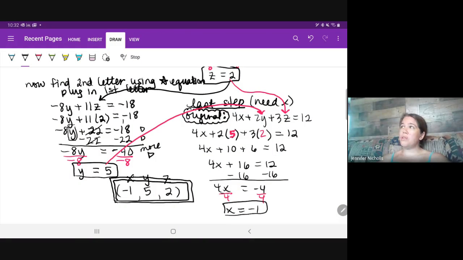Oh, and somebody asked me, what do you do when the letters aren't XYZ? Then you put them in alphabetical order. Okay, so alphabetical order. I put this because I think some of your homeworks might have A, B, and C.